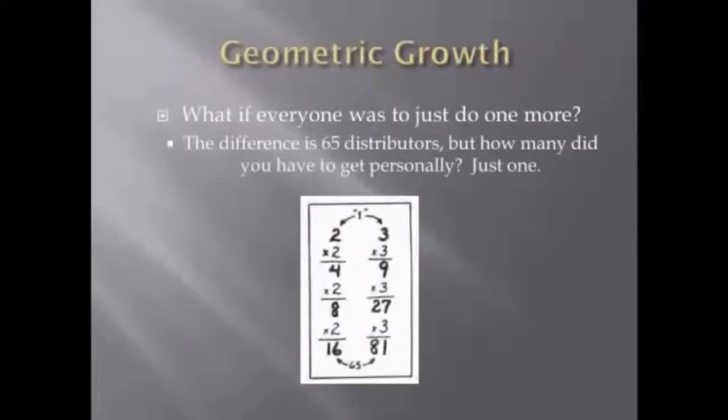Geometric growth. So what if everyone was to do just 1 more? You can see how the math is skewed by the addition of solely 1 distributor by everybody. Instead of 2, 4, 8, 16, you've got 3, 9, 27, 81 for a total difference of 65 distributors. And now, did you go out and get those 65 or those 81 distributors yourself? No, you just sponsored 3 and taught other people to do the same thing. So the difference was just 1, and it made a difference of 65 distributors in your group.